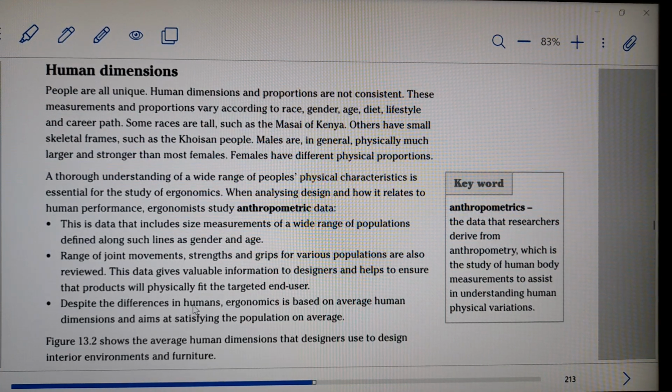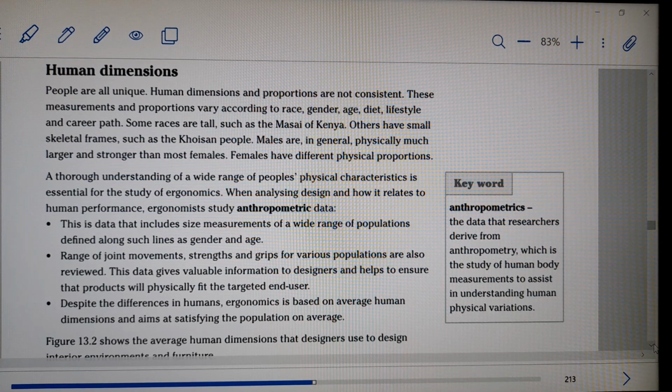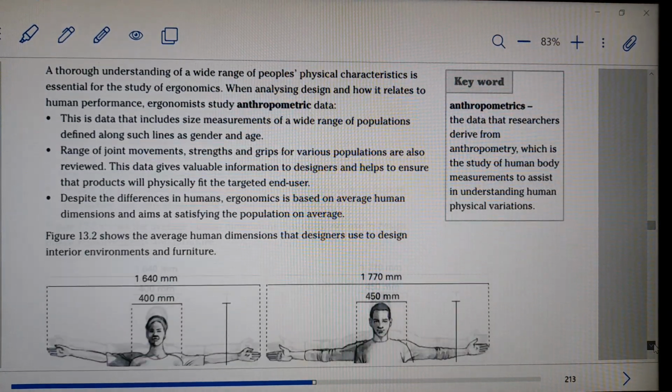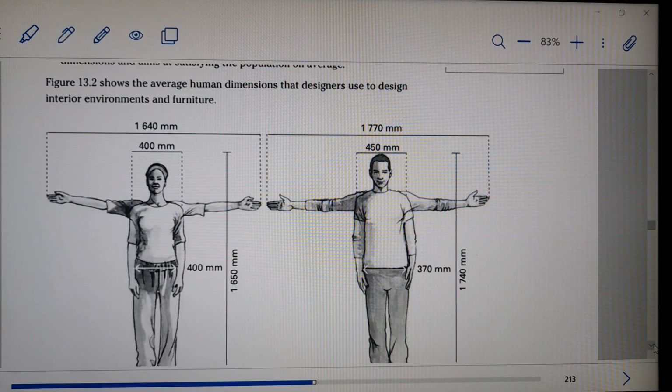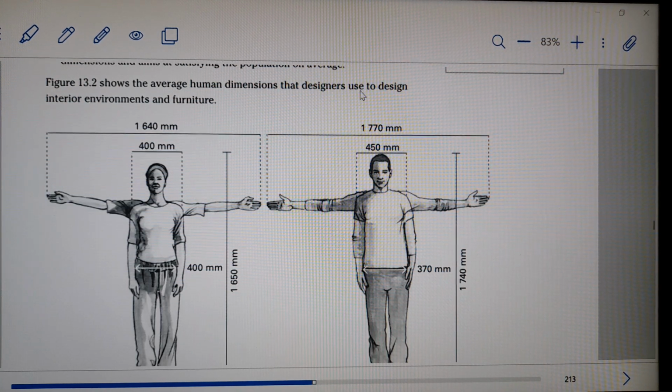Despite the differences in humans, ergonomics is based on average human dimensions and aims at satisfying the population on average. Okay, so figure 13.2 shows the average human dimensions that designers use to design interior environments and furniture.